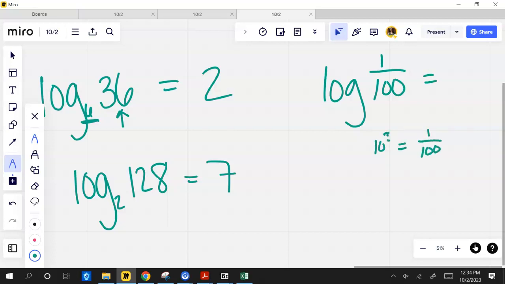I know I gotta flip it. That's my negative exponent. And then 10 to the what power gives you 100?